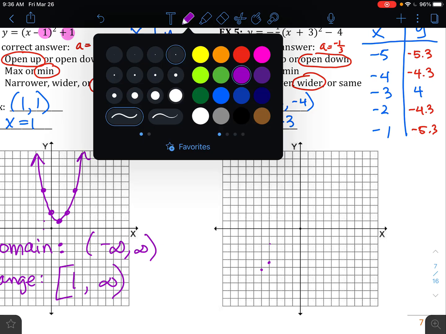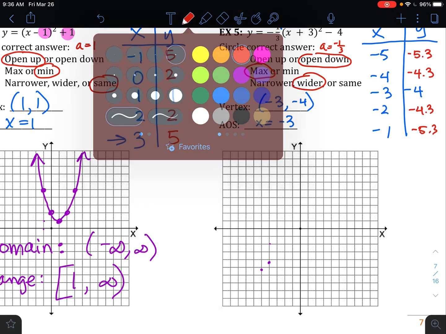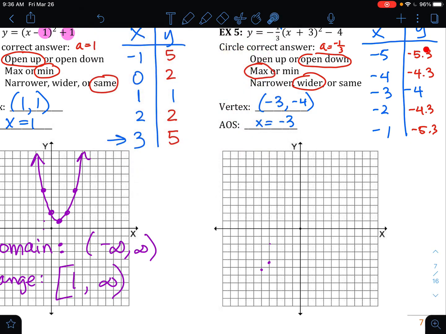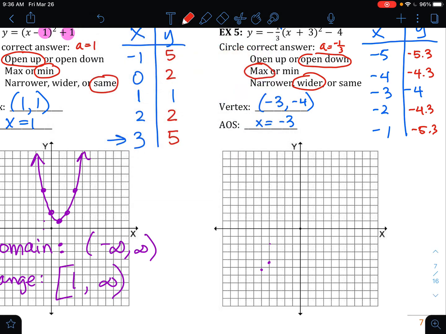Oh, wait a minute. Okay, I made a mistake in my table. I wrote 4 right here, but I didn't put a negative sign. Let me fix that. I noticed that because it didn't make sense that I was getting negatives on my y's right here and then a positive. So I just forgot to include it. All right, so (-3, -4).